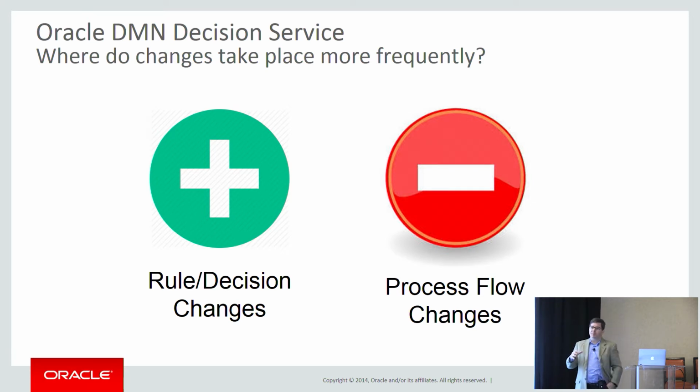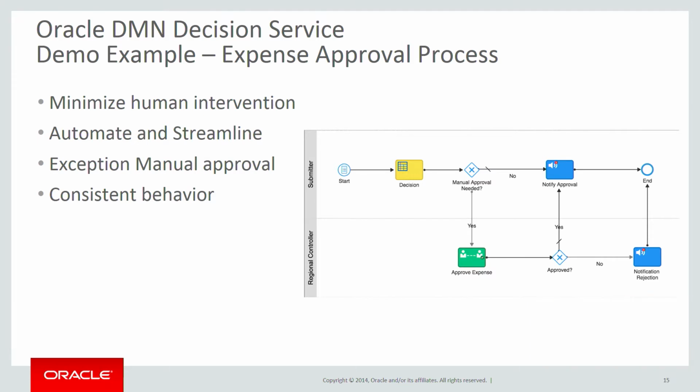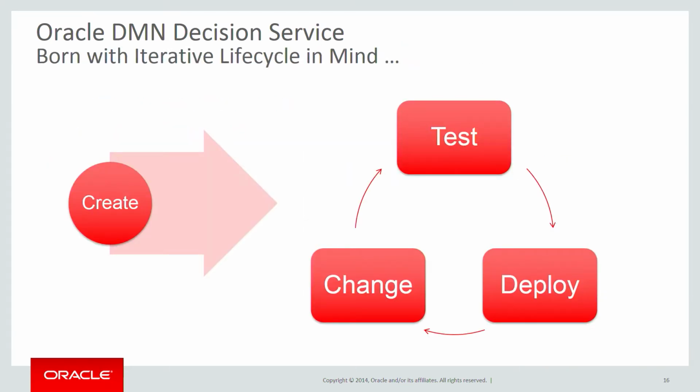Another important aspect for which we decided to have a separate decoupled lifecycle for the DMN service and process is that typically the processes tend to be more static from a change perspective than rules. Rules change more frequently. So that's why we wanted to provide a separate lifecycle for this new component. The demo example I'm going to be showing today is an expense approval process. We're going to be mapping some compliance rules for the expense, and then try to provide a more streamlined approval.